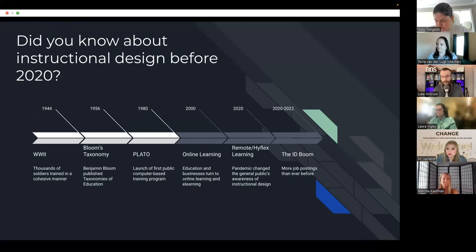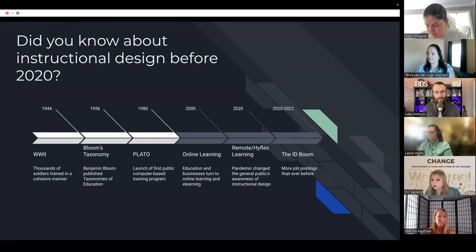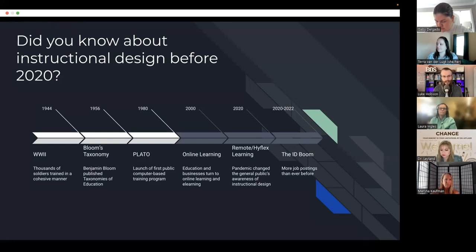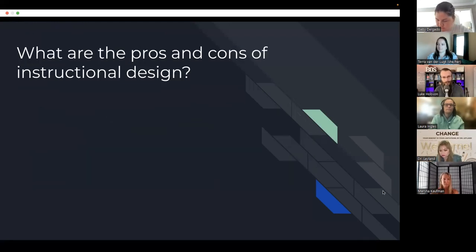Only now in the year of 2022 do some schools have hundreds of thousands of students enrolled in their online programs. And now this leaves us in this very interesting time that I am just dubbing the ID boom, because every single organization I can think of is hiring for an instructional designer. And it is extremely interesting to see how rapidly our field has evolved within just the last couple of years.